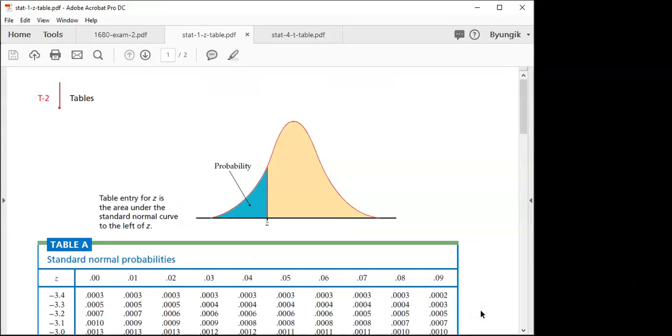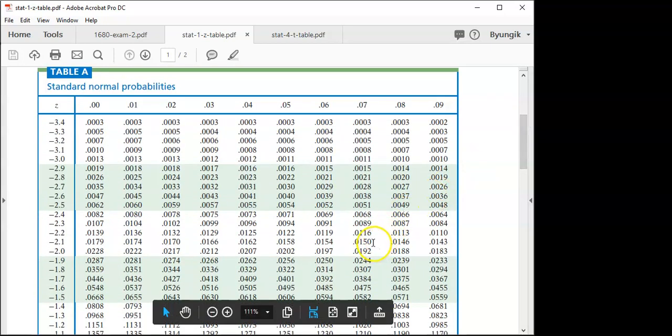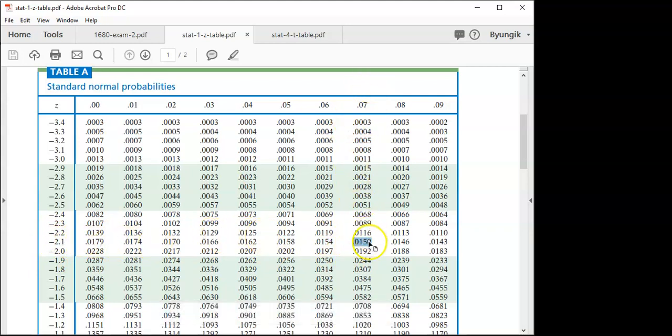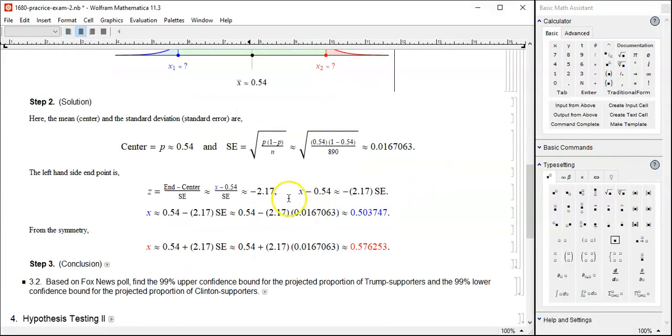Well, let's look up the table. This is a z-table, and let's look up 1.5%, 0.015. Where is it? Right here. Negative 2.17, isn't it? Negative 2.1 row, and then 07 column. Negative 2.17. That's where this negative 2.17 is coming into play.